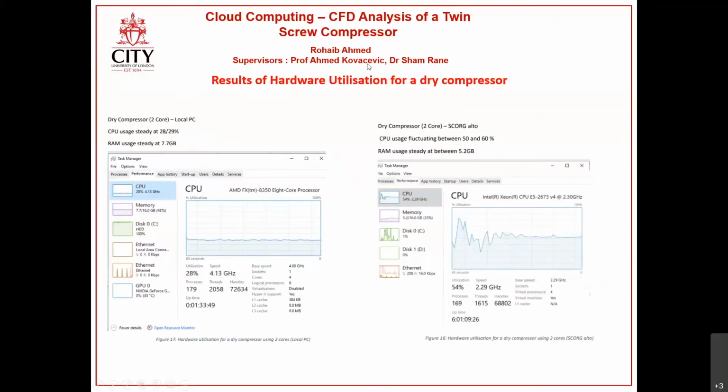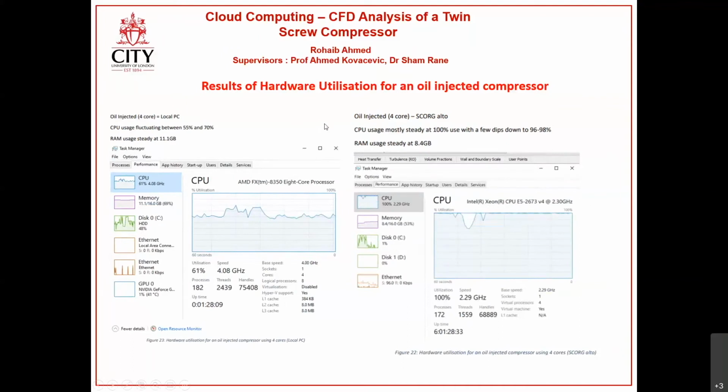Another thing I compared is how the hardware behaves when performing CFD calculations. This screenshot was captured whilst doing ANSYS CFX simulations. So you can see the differences between how they behave. This is the local PC. This is the SCORG Alto PC. My local PC was only using 28% of its CPU, whilst this one was using 54%, jumping between 50 and 60. My one was using more RAM, and this one was using a bit less RAM. You can see the differences between how they were utilizing.